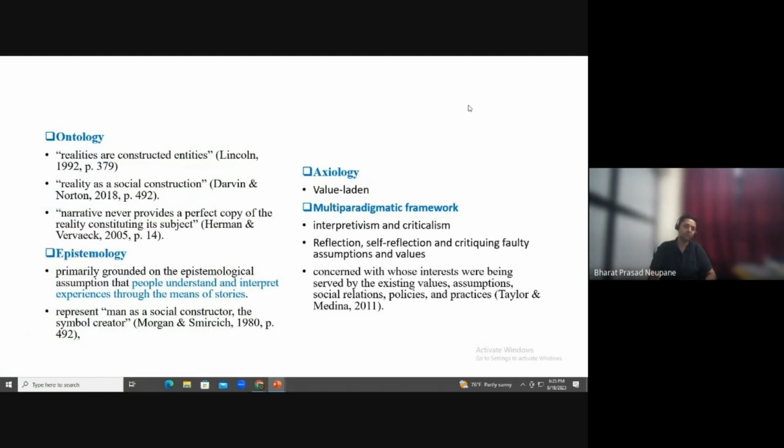So while conducting this research, I worked under the multi-paradigmatic framework of research. And in the multi-paradigmatic framework, interpretive and critical paradigms become pertinent. During this research process, participants and myself got the opportunity to self-reflect and critique faulty assumptions and values. This research was also concerned with whose interests were being served by the existing values, assumptions, social relations, policies, and practices. Critical paradigm becomes pertinent. And as I engaged with participants while constructing stories, and I interpreted the already interpreted stories of the participants, these interpretive paradigms become relevant.